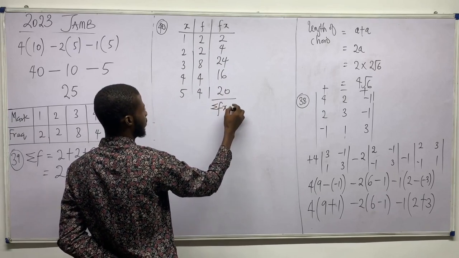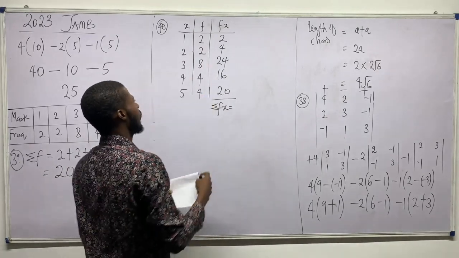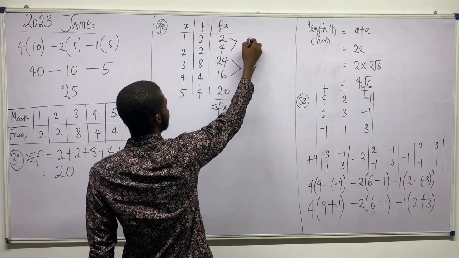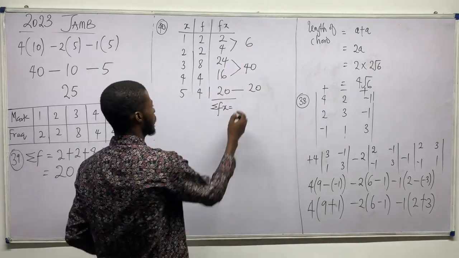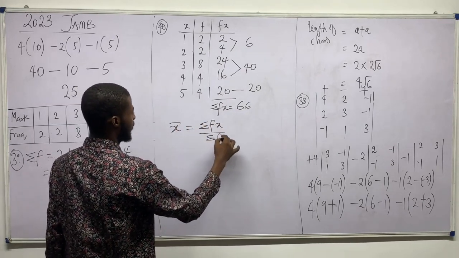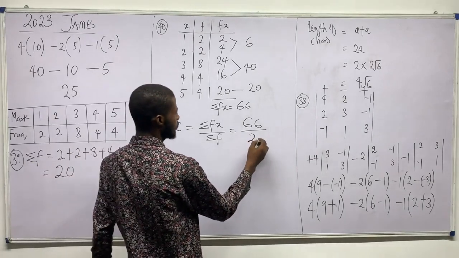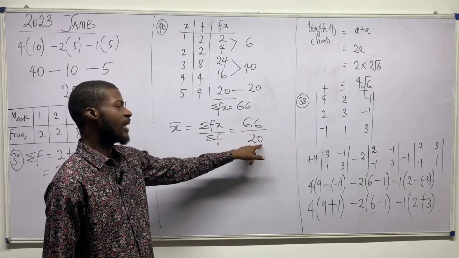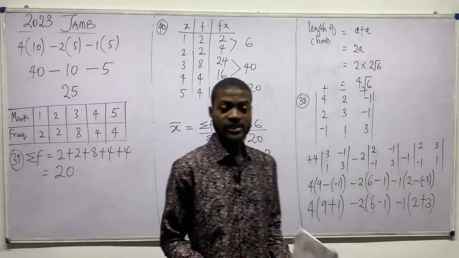I'm going to sum up everything here. So add up everything that you see here. Can we do that very fast? Yes, I believe so. First of all, if you add up these two, what would you be getting? 40. Add up these two, what would you be getting? 6. Then this guy is 20. 40 plus 20 is 60. 60 plus 6 is what? 66. You will then say that your mean is summation of FX all over summation of F. So what's summation of FX? 66. Summation of F is what? 20. Now 66 divided by 2 is normally 33, right? Now if you divide 33 by 10, you move the decimal point once. So this is 3.3.